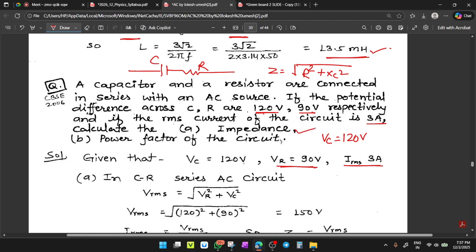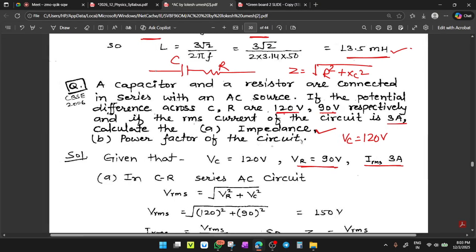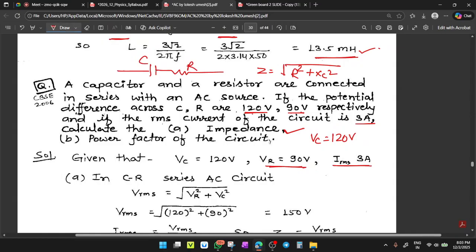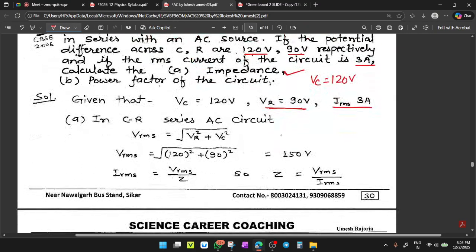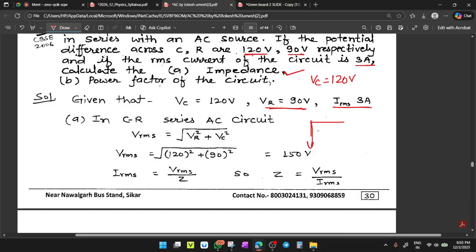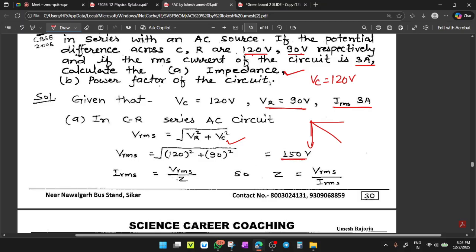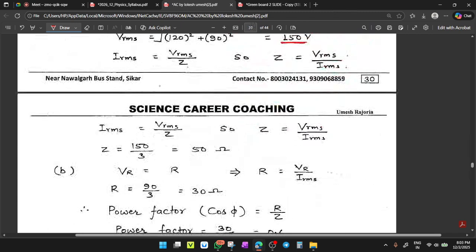First you need to find the impedance, quite simple, and second, the power factor of the circuit. Two things you have to find: first the impedance, then the power factor. So see students, how to do this question. We have given VC equals this, VR equals this. First find the VRMS, the net voltage. As VC and VR are perpendicular, the resultant voltage lies somewhere here. By Pythagoras theorem we get 150 volt. Now IRMS equals VRMS upon Z, so Z becomes VRMS upon IRMS, and we get Z equals 50 ohms.